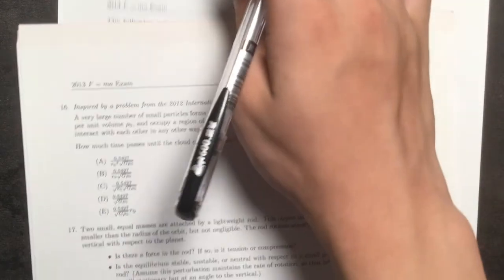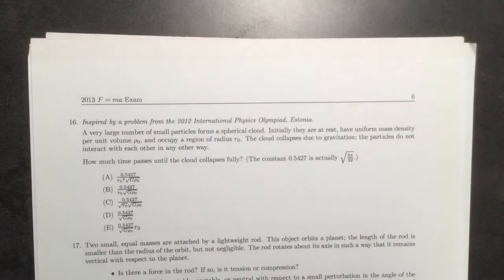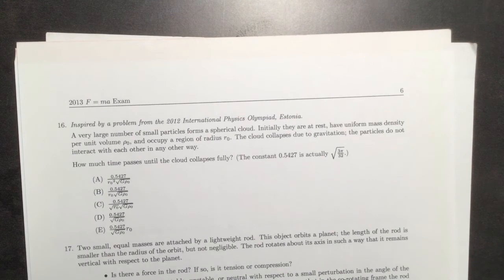And question number 16. A very large number of small particles forms a spherical cloud. Initially they are at rest, with a uniform mass density per unit volume, rho naught, and occupy a region of radius r naught. The cloud collapses due to gravitation. The particles do not interact with each other in any other way. How much time passes until the cloud collapses fully?